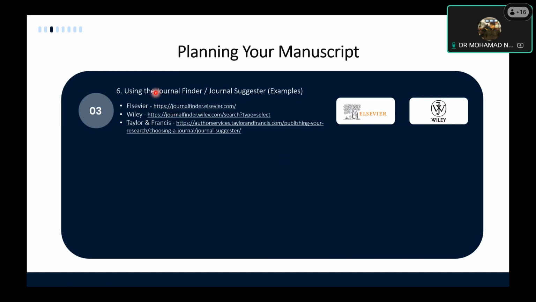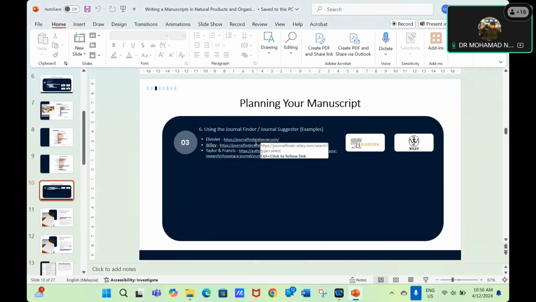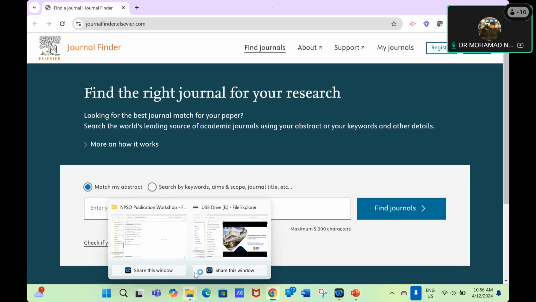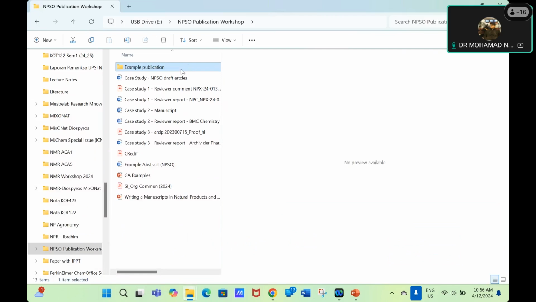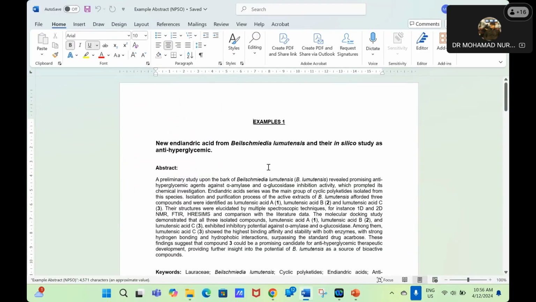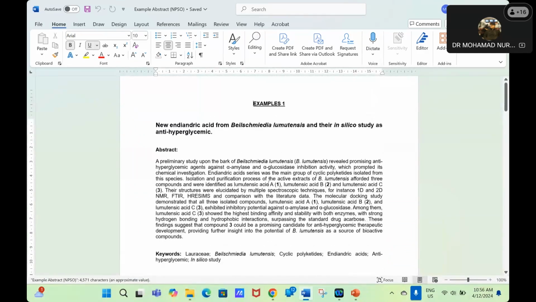Now I will do it by using this kind of journal suggester, and I will show you how to do it. I open one by Elsevier. I open the file we have, the example abstract. So I have one abstract.